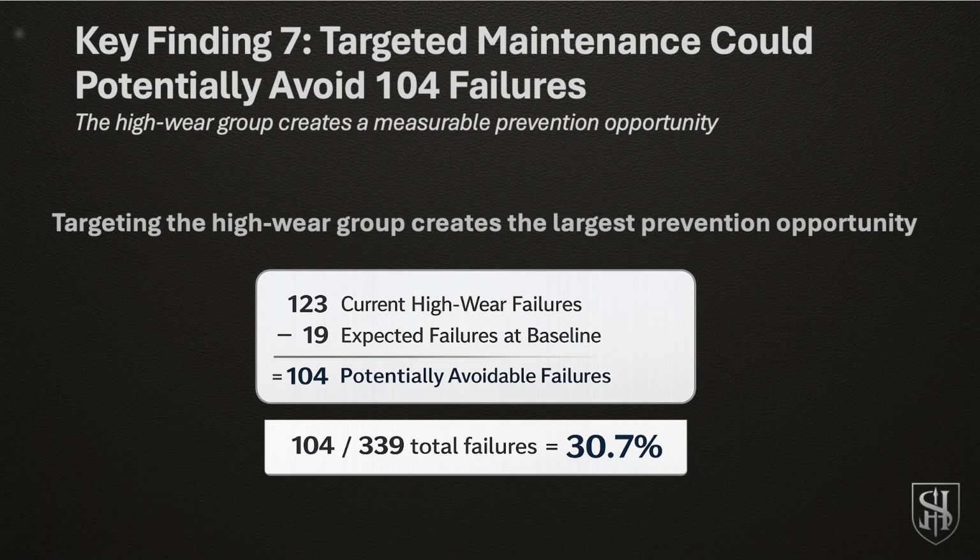The organization should test whether earlier inspection or service before the 200-minute tool wear threshold can reduce failures without creating excessive maintenance workload or unnecessary production disruption. The key takeaway from this slide is that the data identifies a measurable prevention opportunity. A focused maintenance pilot may be able to reduce a meaningful share of failures, but the estimate must be validated in real operations.